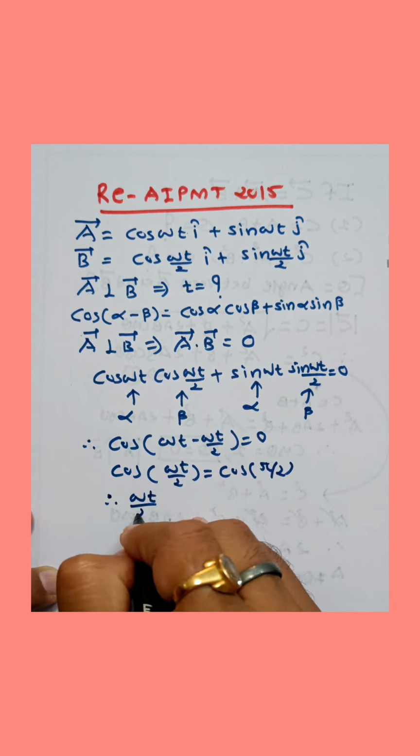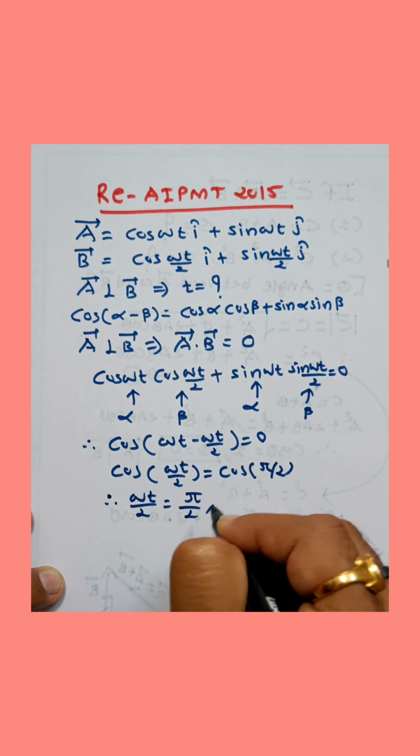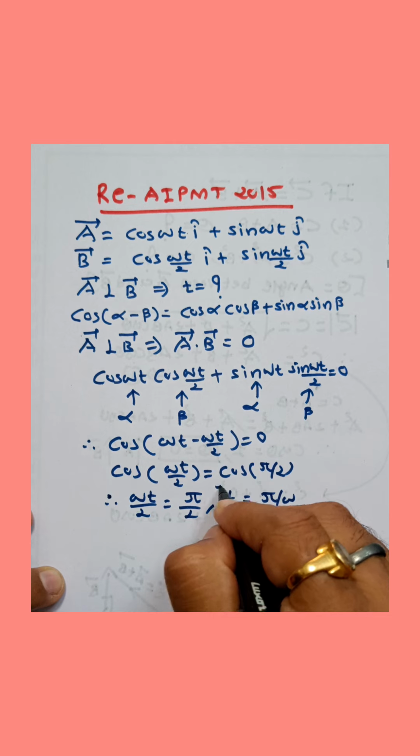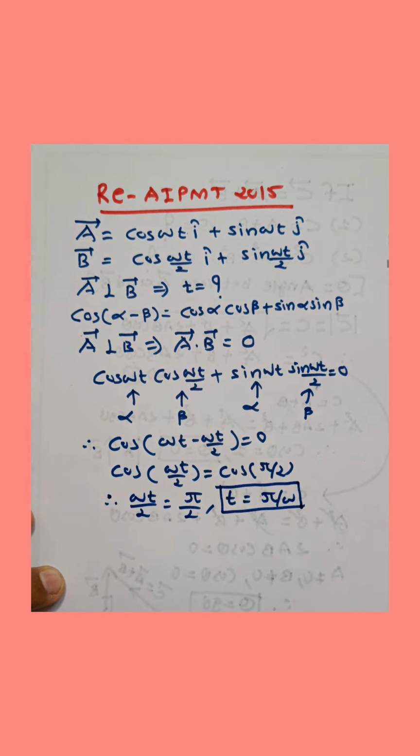So omega t by 2 is equal to pi by 2. 2 is cancelled. So t is equal to pi upon omega. It means that at t equal to pi upon omega time, A and B are perpendicular to each other.